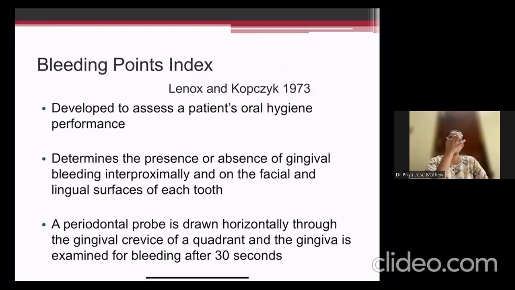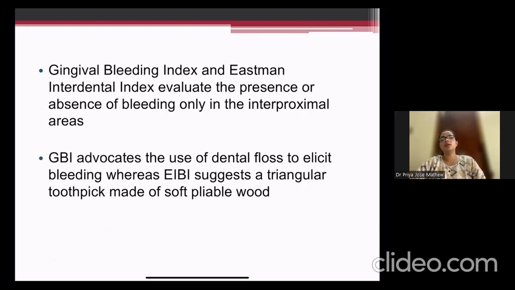Now, one more, going into detail, is the bleeding points index by Lenox and Kopczyk in 1973. It was developed to assess the patient's oral hygiene performance, how well the patient is maintaining, and also to determine the presence or absence of gingival bleeding interproximally and on the facial and lingual surface of each tooth. Here also the periodontal probe is drawn horizontally through the gingival crevice of a quadrant, and the gingiva is examined after 30 seconds, just like the way in which we assess the gingival index.